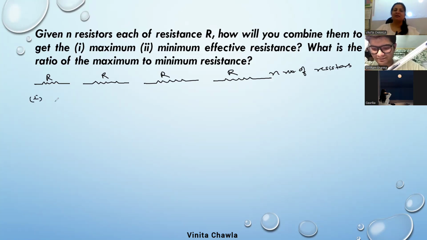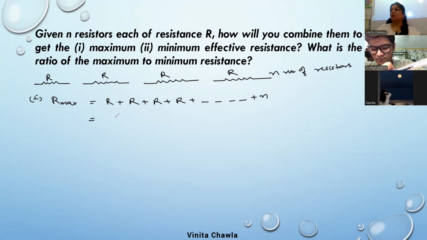How do we get maximum effective resistance? When we connect resistors in series, we get maximum effective resistance. So we'll simply add these resistors. Because we have n number of resistors, we'll add R n times. What will we get? If you add R n times, you'll get NR. So this is the maximum effective resistance.